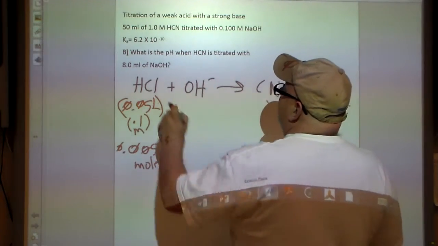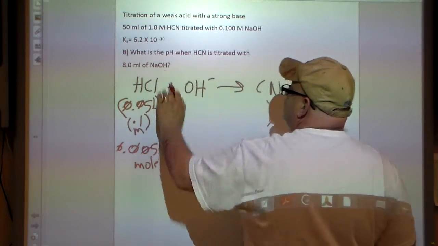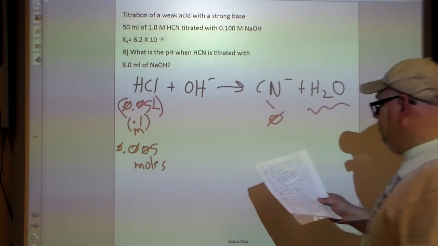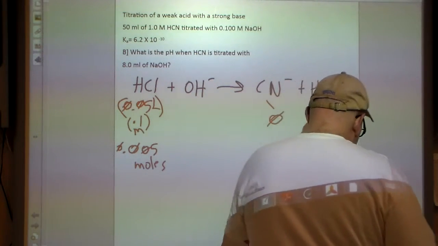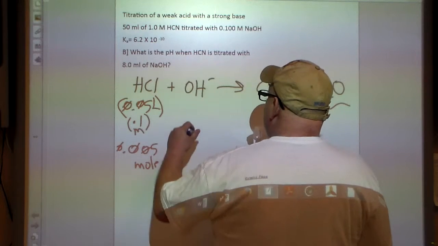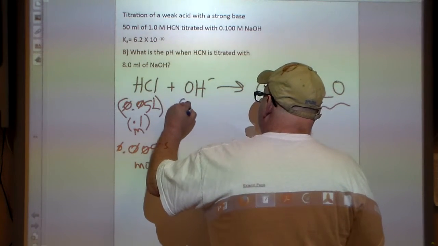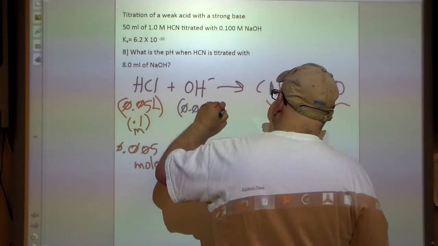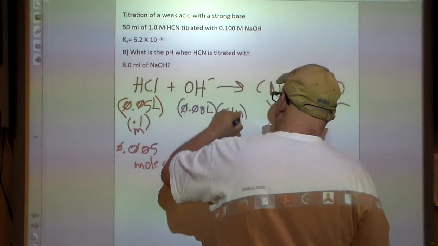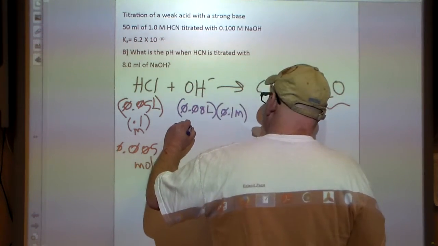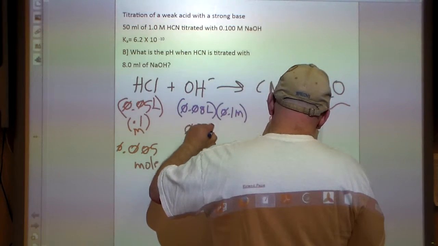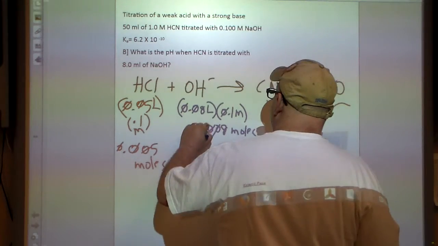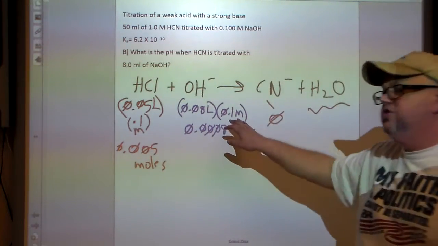But they did say they titrated with 8 milliliters of NaOH, and they gave us the concentration, 0.1 molar. So let's put that in there. That's going to be 0.008 liters times 0.1 molar, and that's going to get us 0.0008 moles. So that's how many moles of OH minus we're going to get.